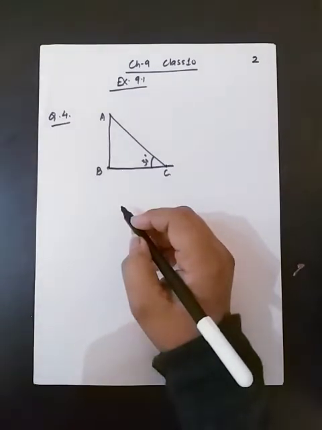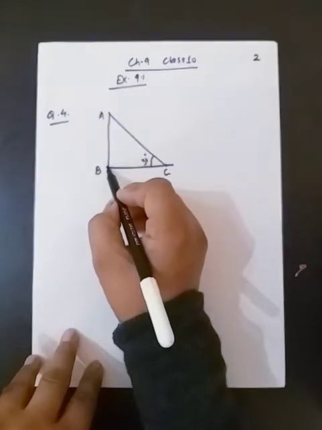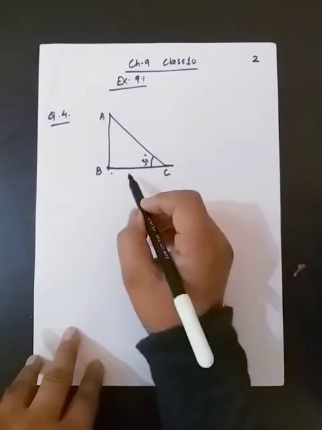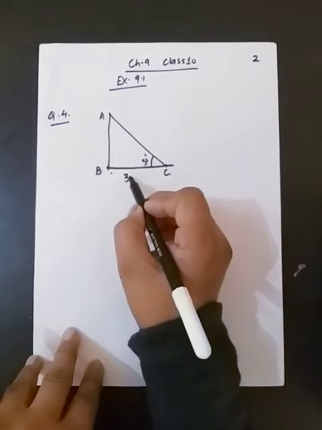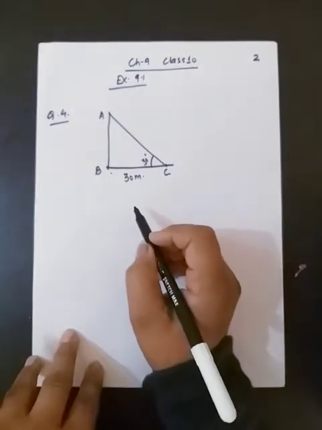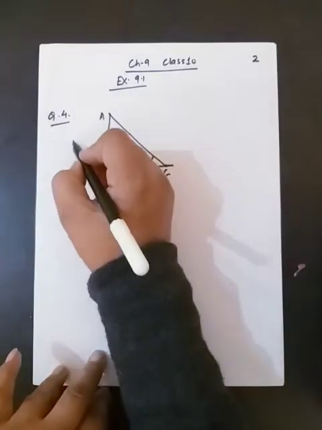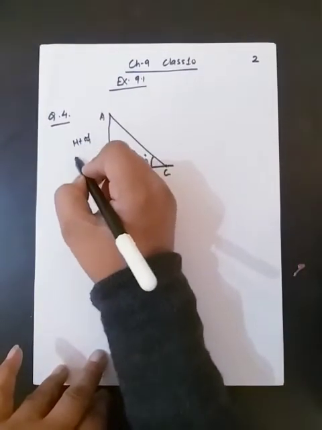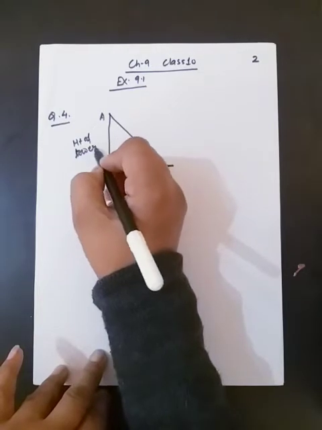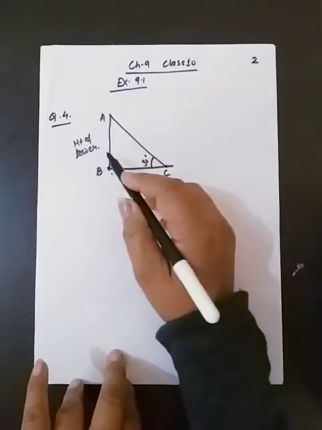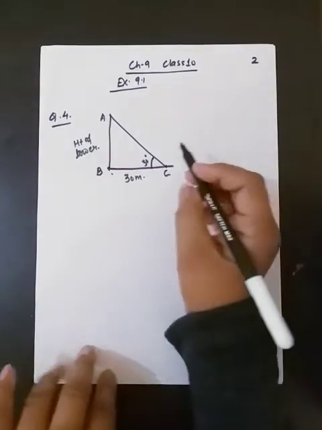And the point is 30 meter away. B is the foot of the tower. From the foot of the tower, the distance of the point is 30 meter. Find the height of the tower. We have to find the height of the tower, and height of tower is AB. So in this triangle, base is given, angle is given, and we have to find perpendicular.